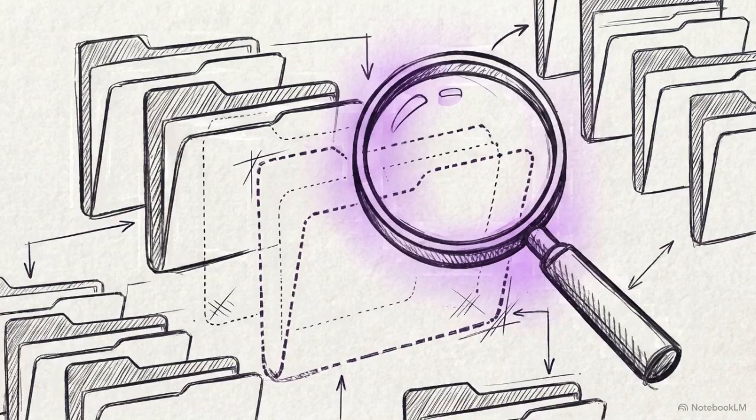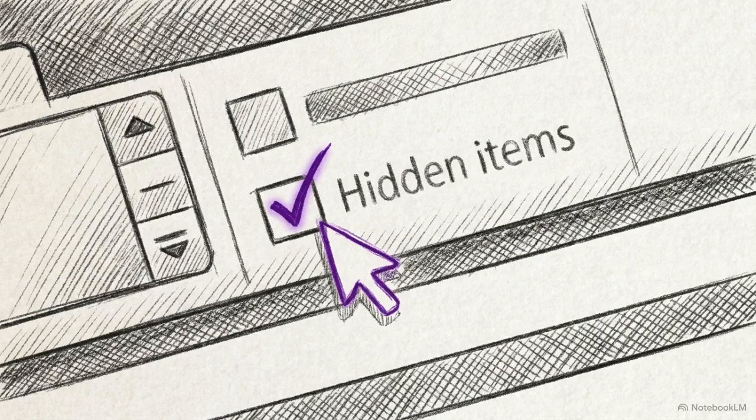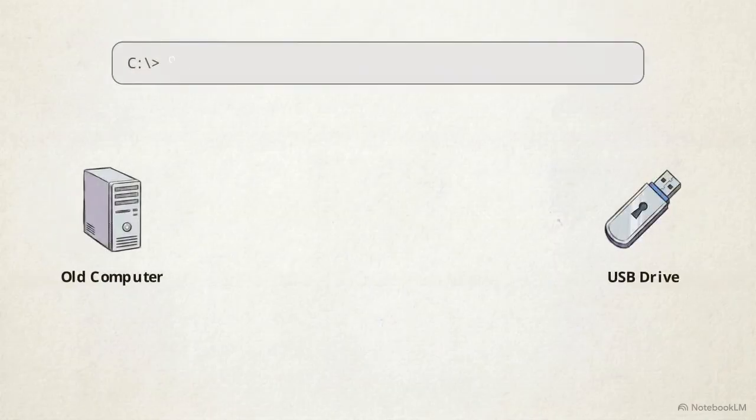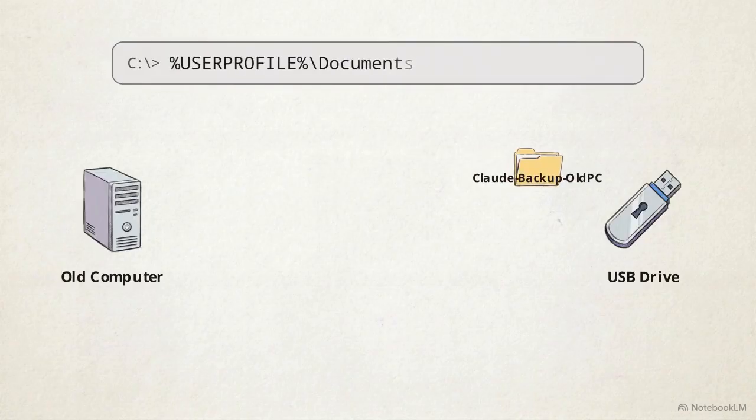To find the core data, you need to see hidden system folders. In File Explorer, go to the View menu and ensure Hidden Items is checked. Type %appdata% in the address bar. Copy the Claude folder holding your skills, plugins, and transcripts to your USB drive, renamed Claude Backup Old PC.